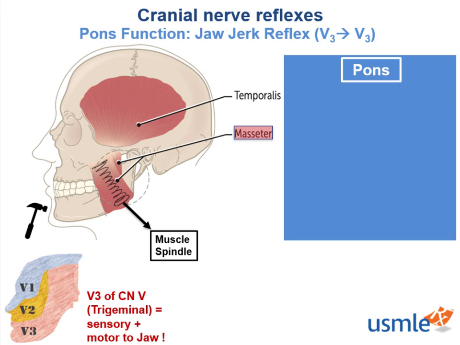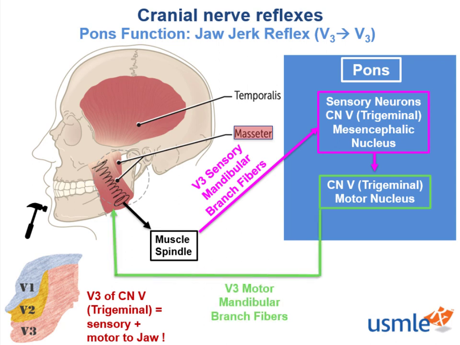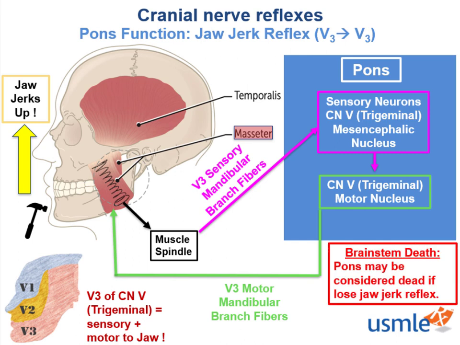Let me show you. The muscle spindle signals via the V3 sensory mandibular branch fibers to the sensory neurons in the cranial nerve 5 mesencephalic nucleus in the pons. This activates the efferent limb of the reflex by activating the cranial nerve 5 trigeminal motor nucleus that sends motor fibers along V3 back to the masseter muscle to cause the muscle to contract. That is, it causes the jaw to jerk upward. Overall, the absence of this reflex may indicate that the pons is dead.